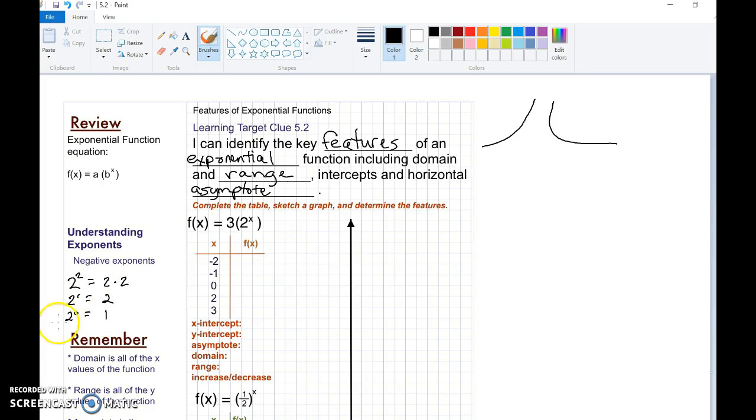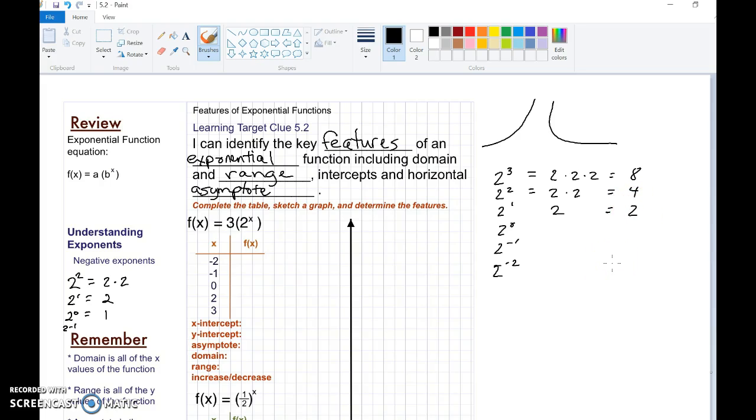And now I want to talk to you about 2 to the negative 1 power. So let me do this over here. Let's start with 2 to the third, 2 to the second, 2 to the first, 2 to the 0, 2 to the negative 1, 2 to the negative 2. All right? 2 to the third is 2 times 2 times 2, which is 8. 2 to the second is 2 times 2, which is 4. 2 to the first is 2, which is 2.